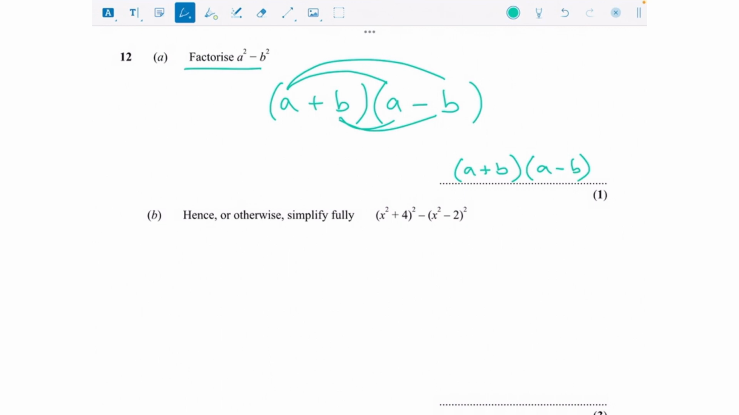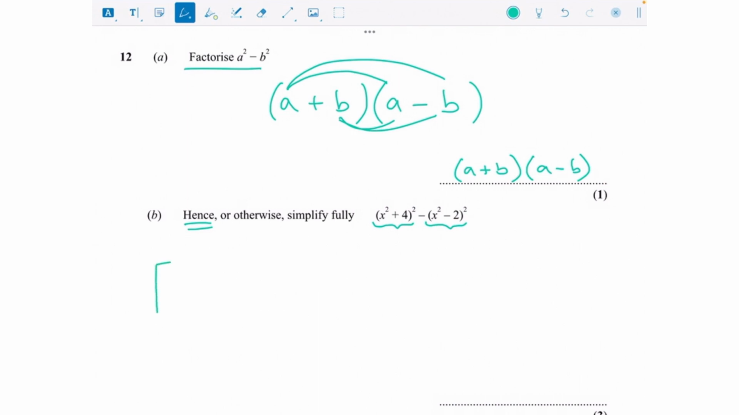So then it says hence or otherwise. Hence would tell us we can use what we've done in part A. Or otherwise, if you want to expand it all out the long way, simplify fully, x squared plus 4 squared minus x squared minus 2 squared. So we can see that we've got a squared thing minus another squared thing, and that tells us to do the difference of two squares.